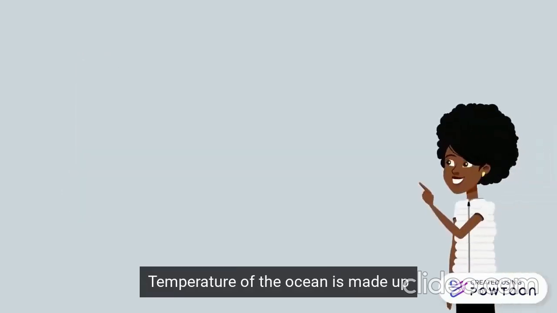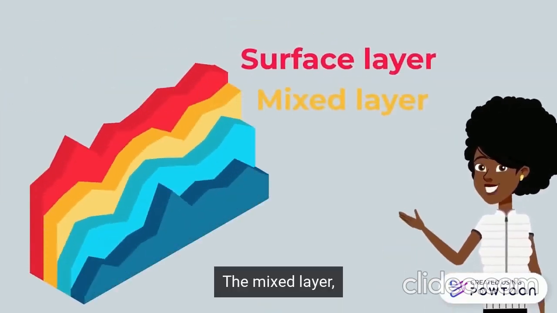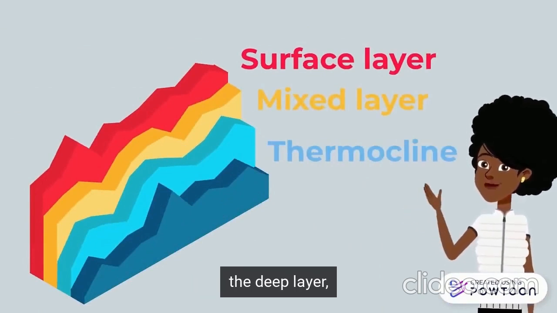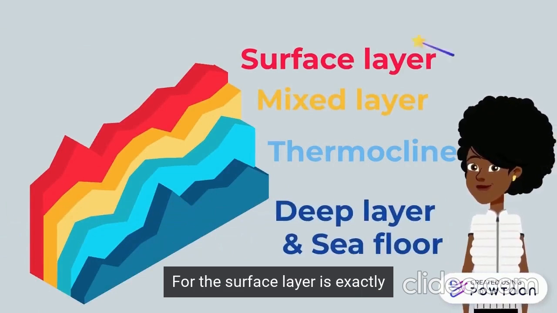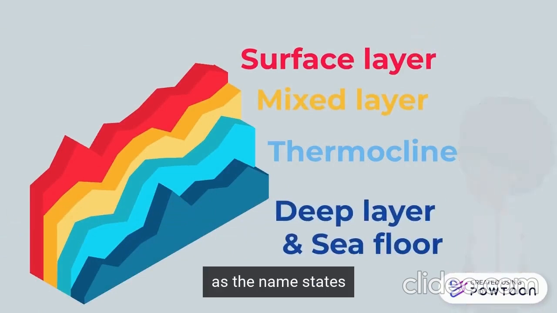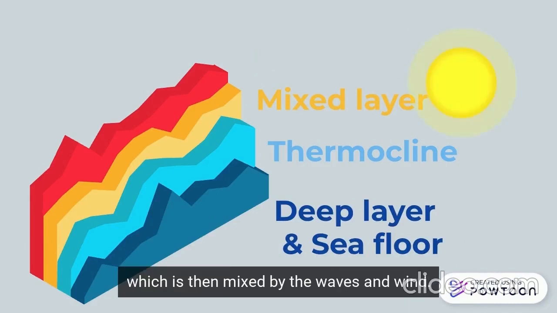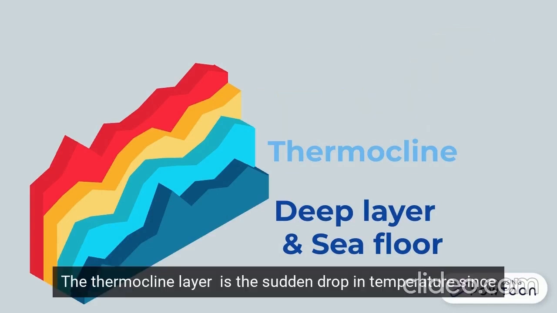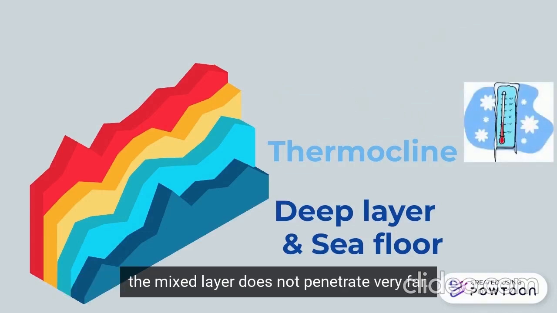So, speaking of temperature, the temperature of the ocean is made of the surface layer, the mixed layer, the thermocline layer, the deep layer, and the seafloor. The surface layer is exactly as the name states it. It's just the top part. But the mixed layer is made up of the heat from the sun, which is then mixed by the waves and the wind.